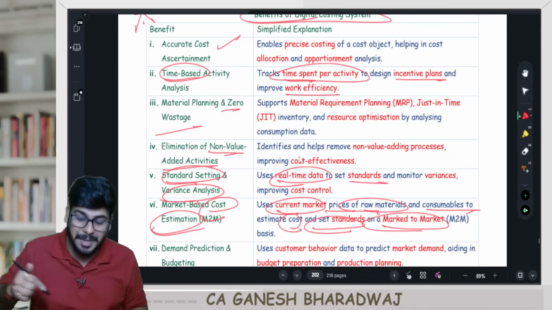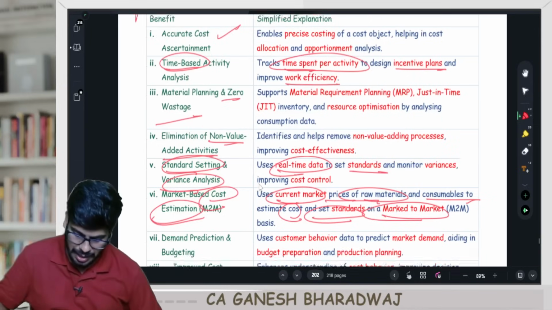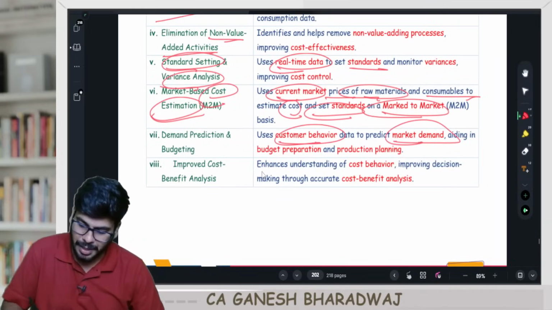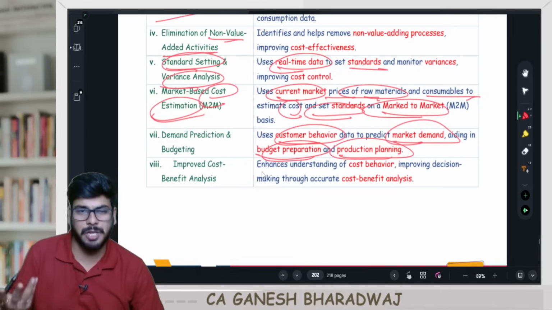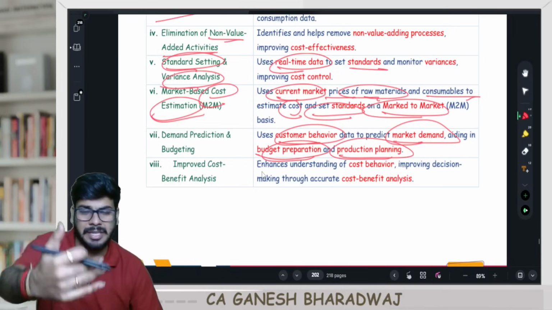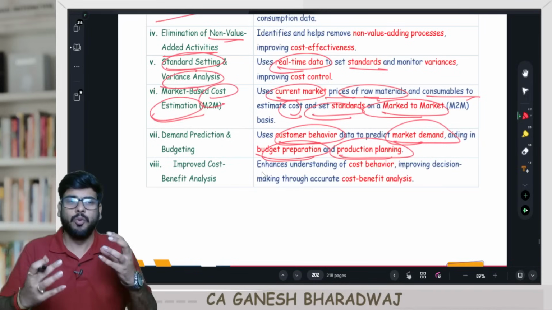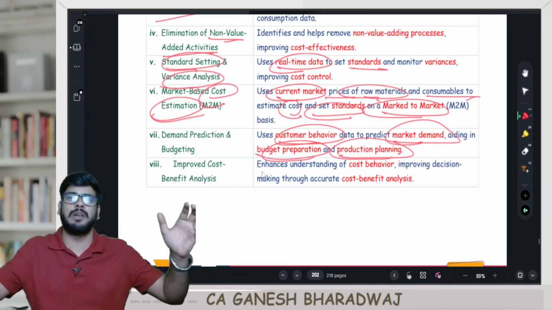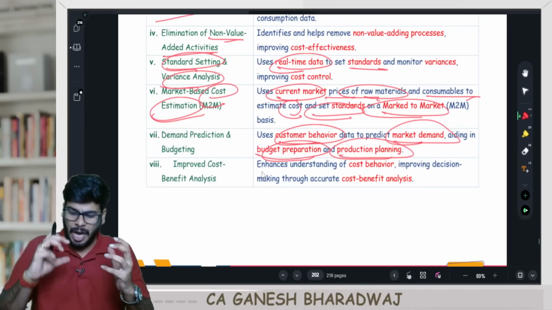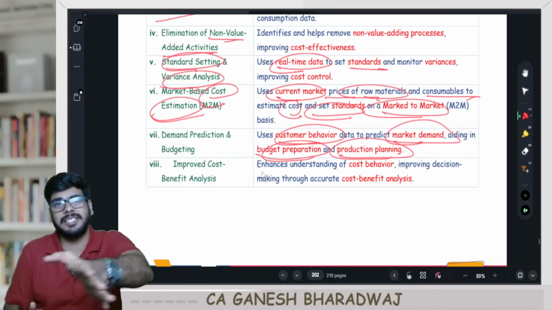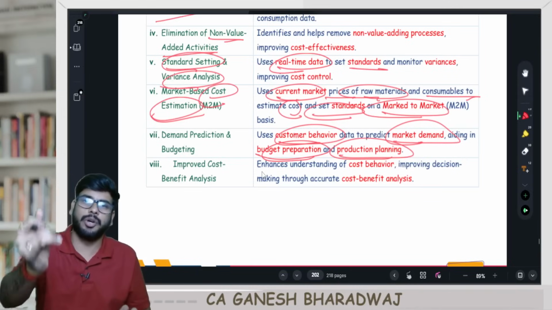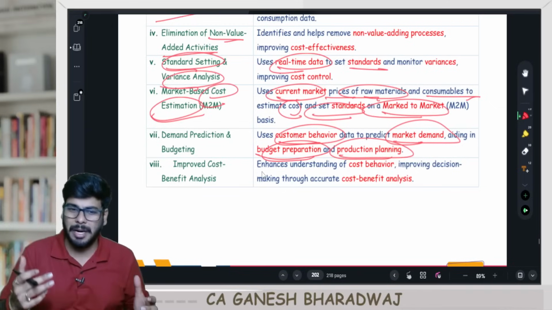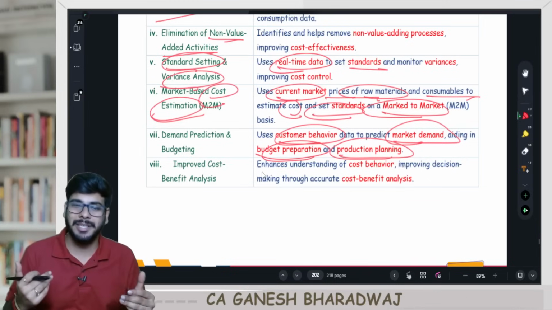So market-based cost estimation. Next one, demand prediction and budgeting. It uses customer data to predict the demand, aiding in budget preparation and production planning. Since even the sales are happening in this software only, say this product I am dealing in, let us say some 10 or 12 products, which product is more moving, accordingly you can understand, okay, for the next period this is the demand prediction. For product A the demand will be more, maybe for certain other products the demand will be less. You will be able to predict the demand very well.